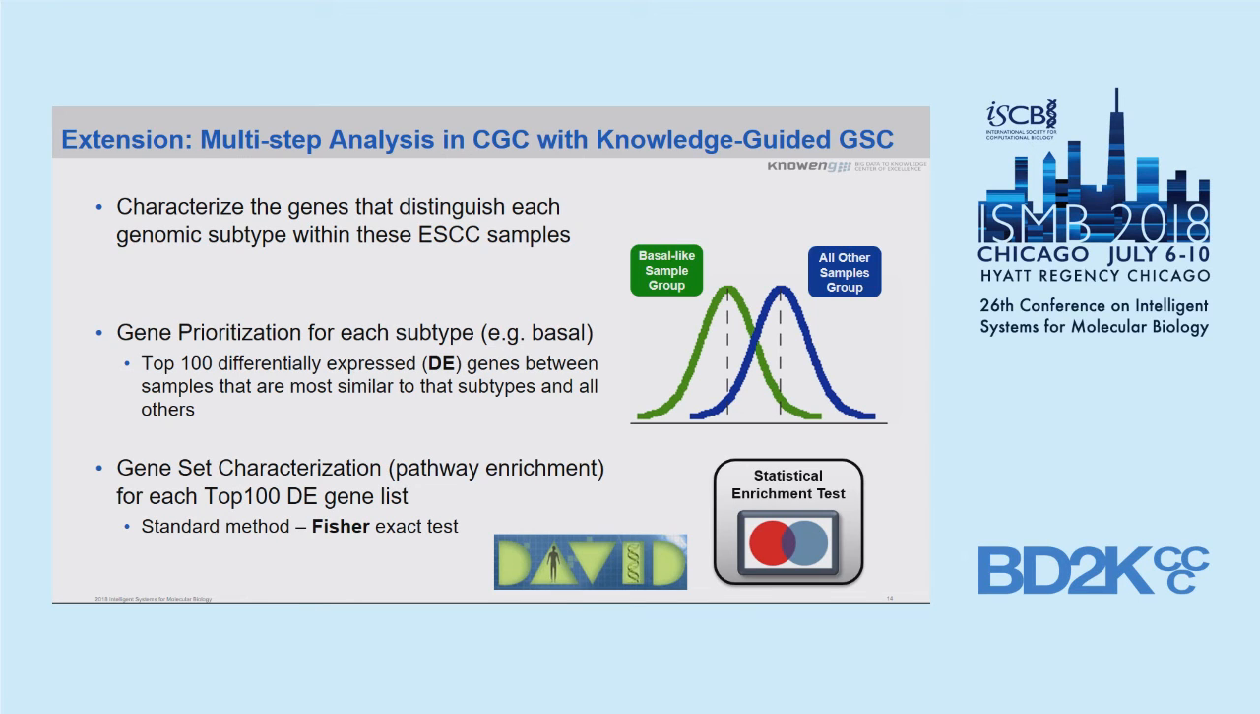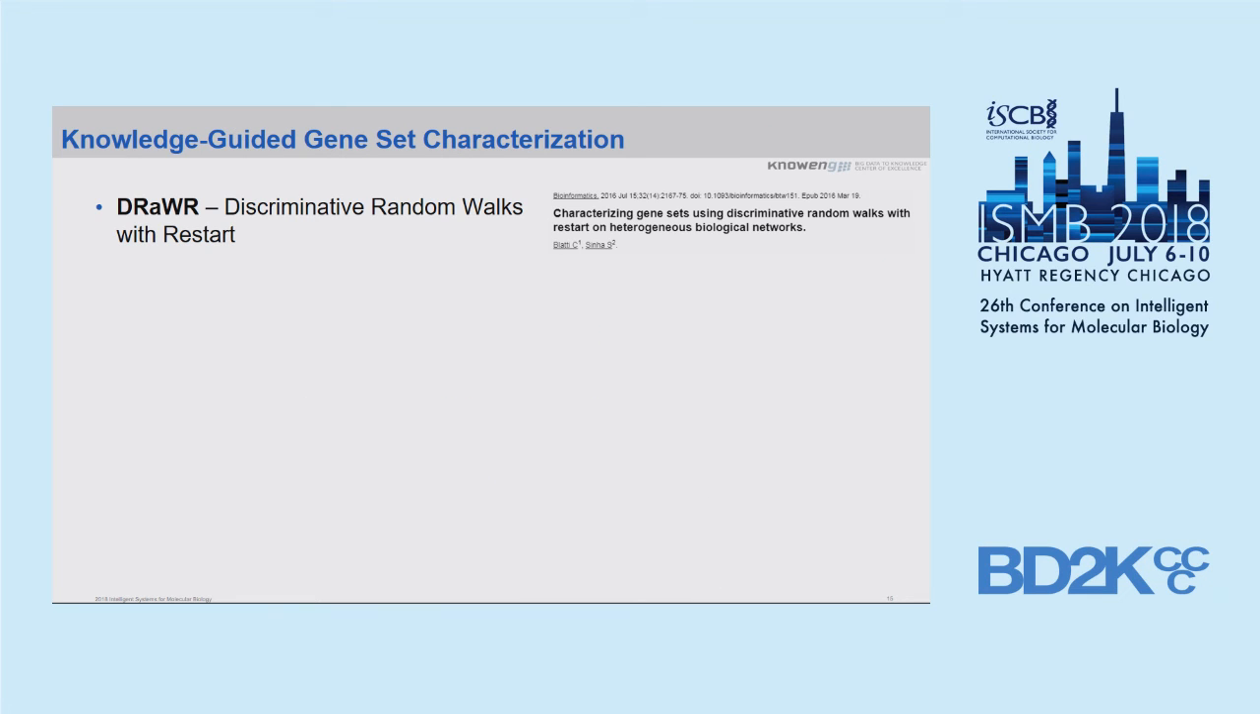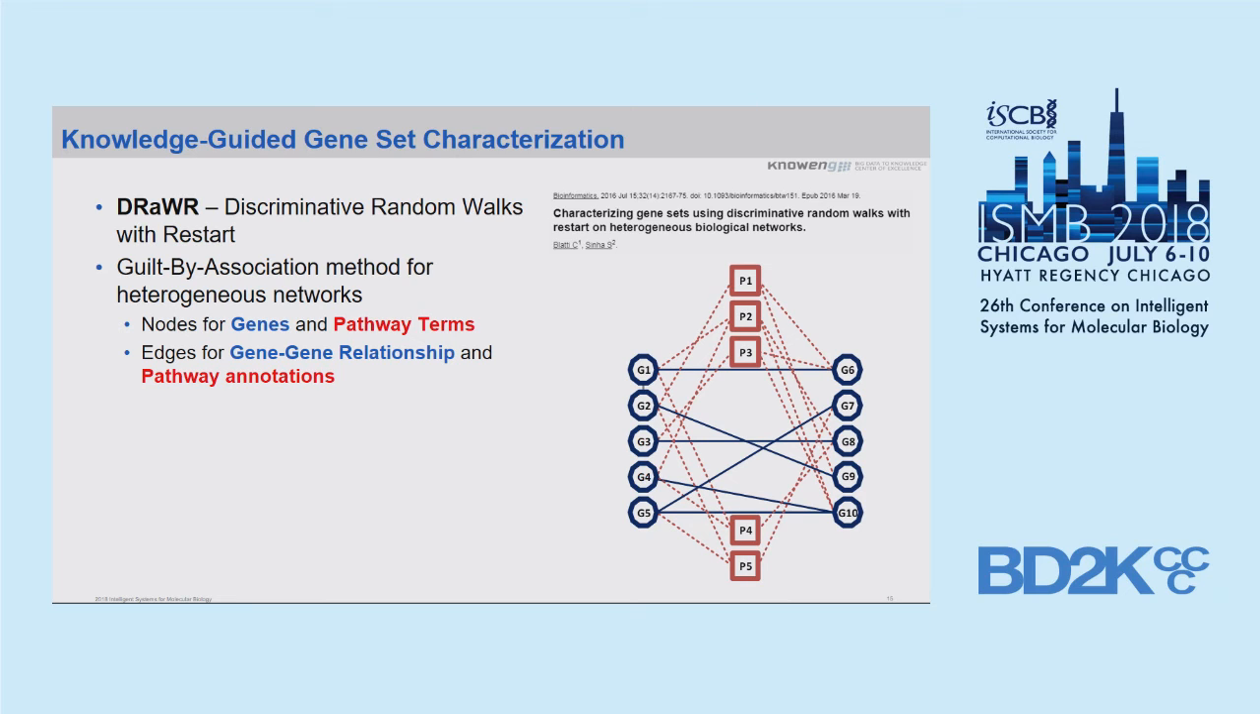We're going to do gene set characterization on those 4 gene lists. The standard method is the Fisher exact test, which is a statistical enrichment test that you would probably be familiar with if you've ever used the tool DAVID. Besides the standard method, we're also going to run a knowledge-guided gene set characterization method. This is the DRaWR method developed in the center, which stands for discriminative random walk. The basic idea is that it uses guilt-by-association techniques on a heterogeneous knowledge network.